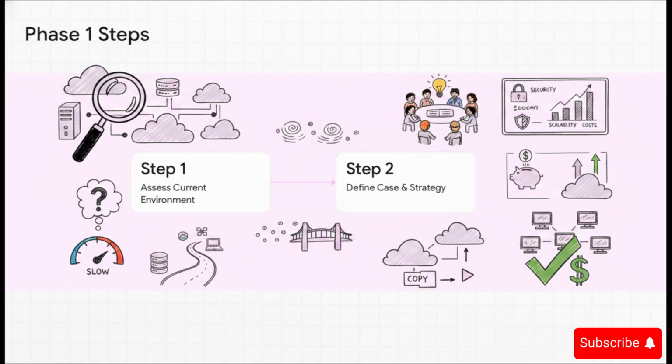Then comes Step 2, defining your business case and strategy. This is where you pull together a dedicated team to run some heavy simulations. They need to figure out exactly how this cloud shift is going to impact security, scalability, and of course, costs. We actually need to clone and test environments to prove that this move is a financially and technically sound decision.